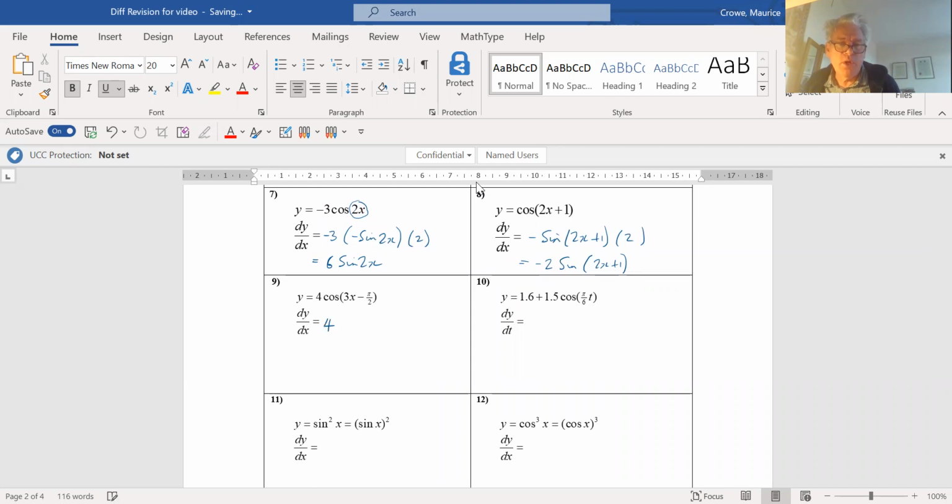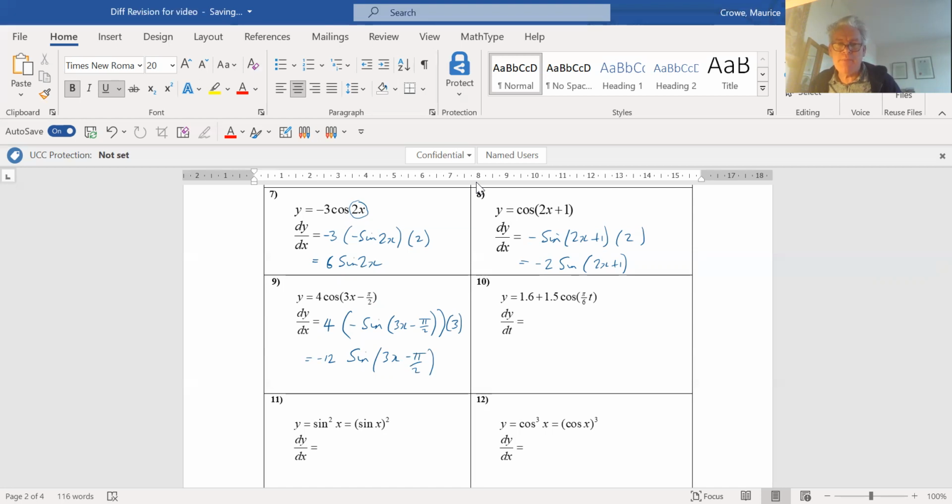That 4. Okay, keep the 4. Now, what's cos going to do? It's going to go to minus the sine of the very same thing, whatever it is. It doesn't matter what it is. It's going to go to that, minus the sine of that, multiplied by the derivative of what's inside, which is 3. Minus 12 times the sine of 3x minus pi over 2. Strange looking one there now.